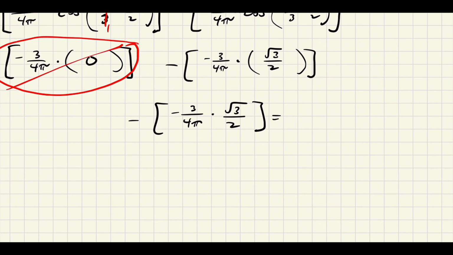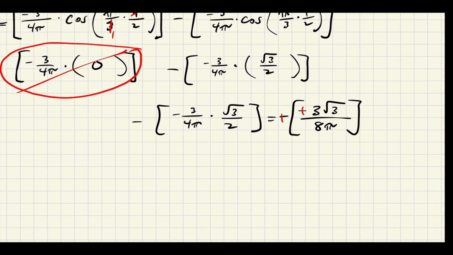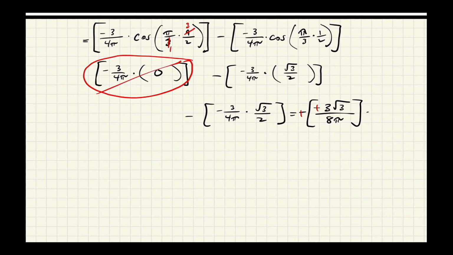So let's see. We'll get negative 3 times 3 square root of 3. And on bottom, we're going to get 8 pi. But I had a negative in front as well. So those negatives will cancel each other out. Done. As far as you can go. Leave it as pi because you can't use a calculator. So just leave it as pi. And you were done. Okay.